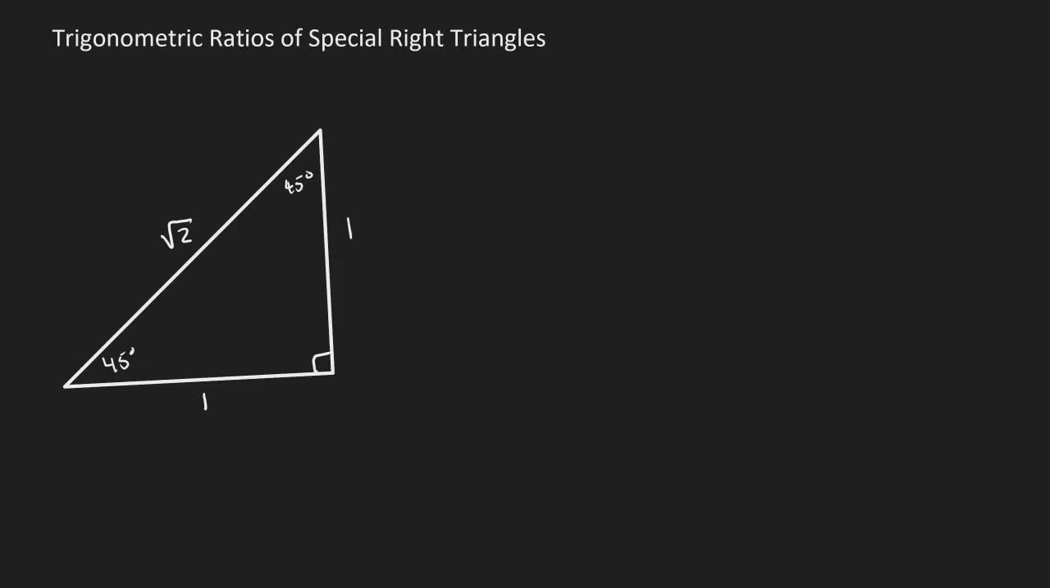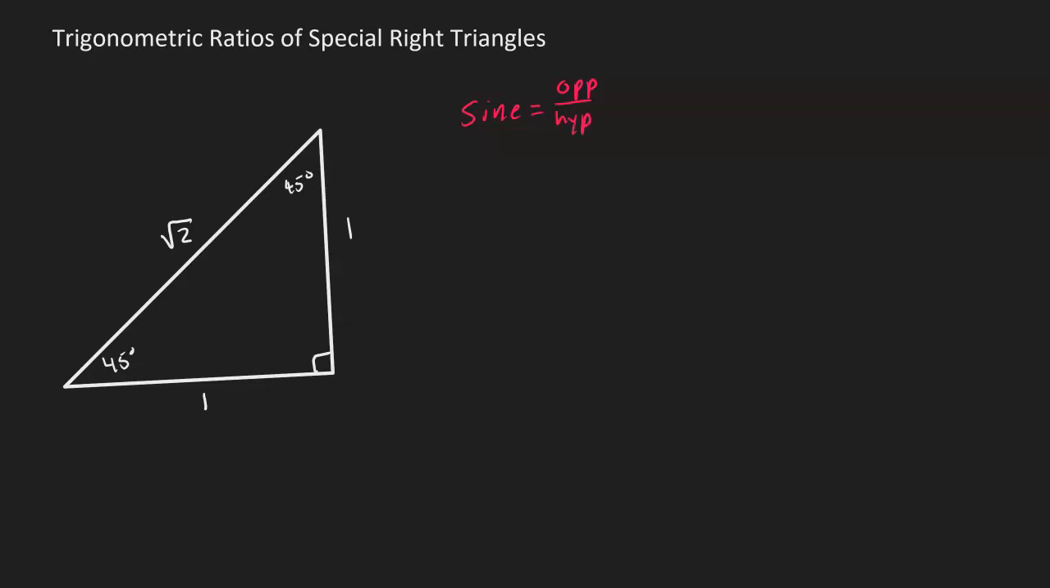Okay, so now I just want to use the trig ratios for a 45-degree angle from this right triangle, and I just want to write them in simplified fraction form. I don't want to use a calculator. All right, so let's start with sine. If I'm using sine, I recall that sine is opposite over hypotenuse.